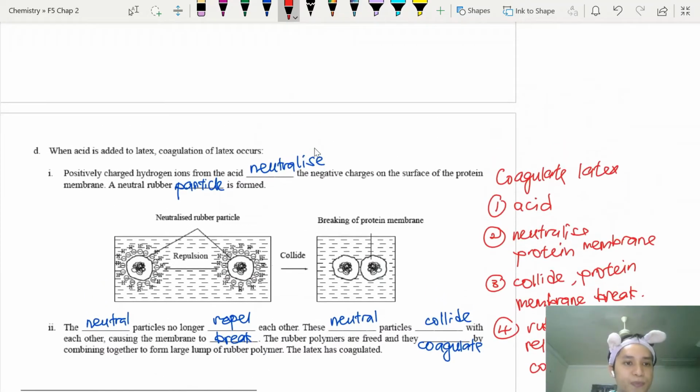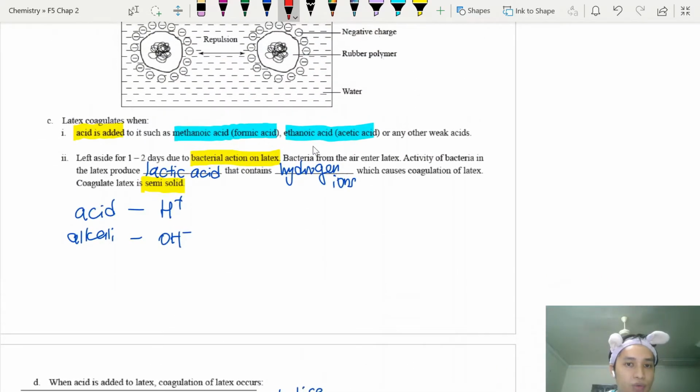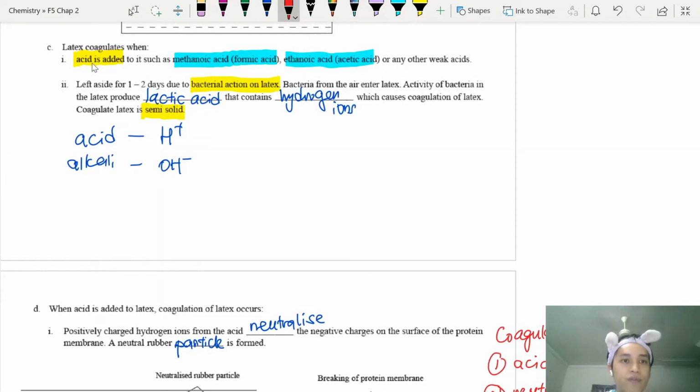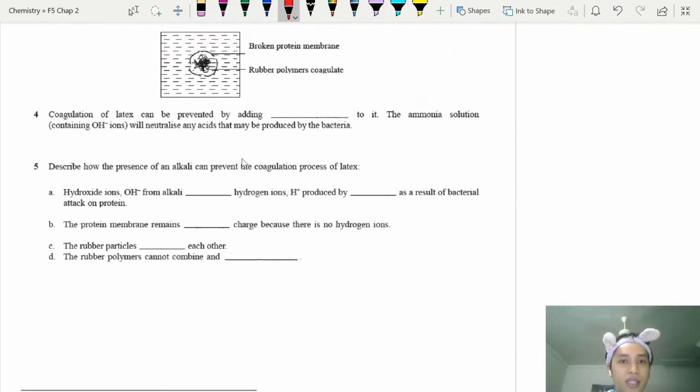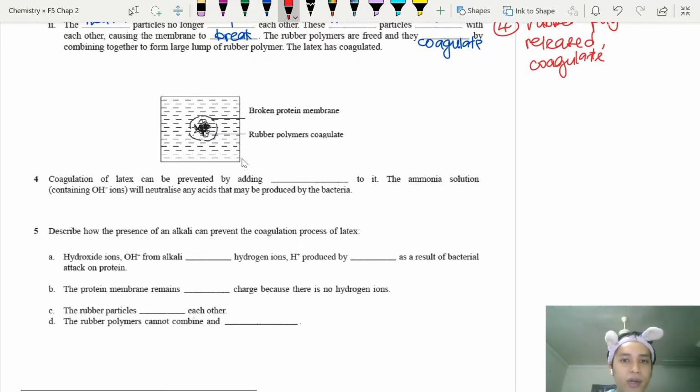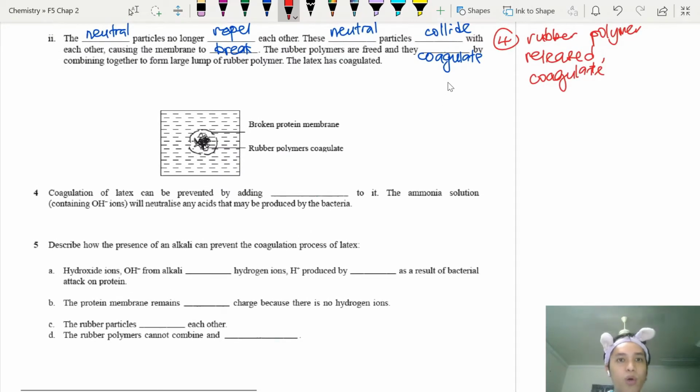So remember how to coagulate latex. One is if you add acid on your own. Another is if you leave it in open air and let the bacteria do its work. You need to remember that the acid released from the bacteria is lactic acid. So that is coagulation of latex. If I coagulate latex, I use acid. If I want to prevent the latex from coagulating, the opposite of acid is alkali.